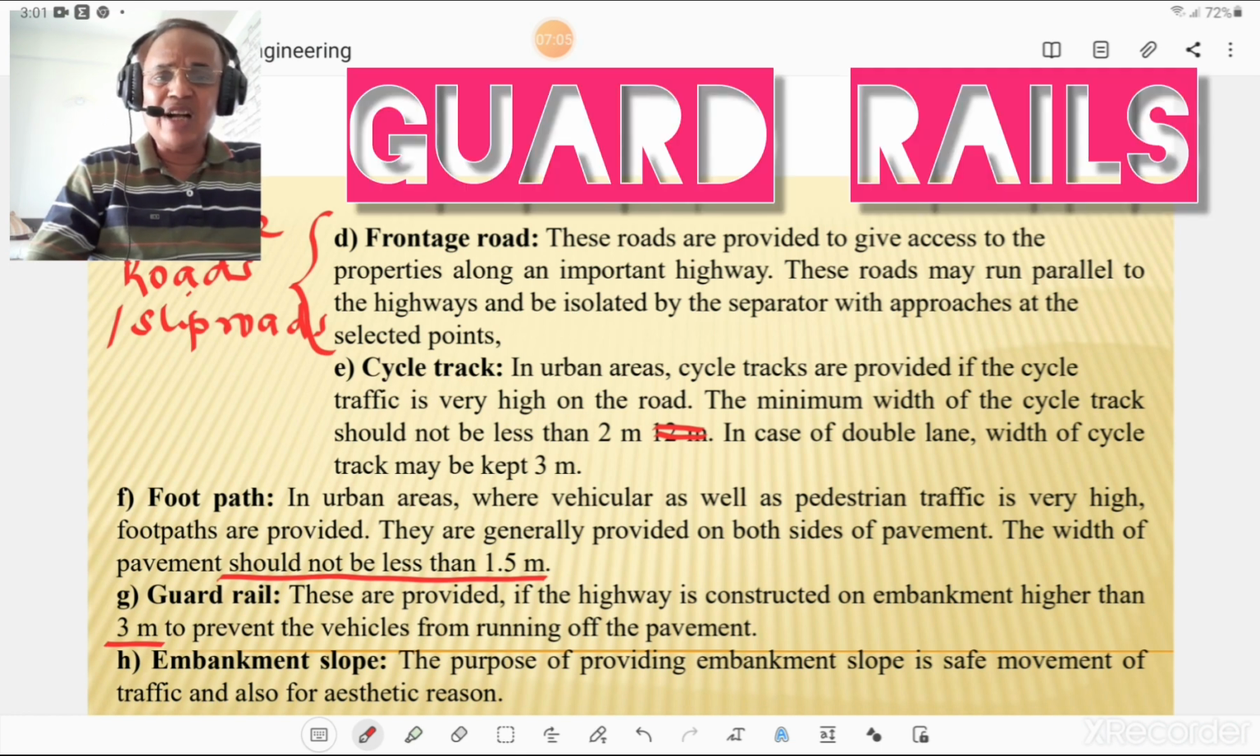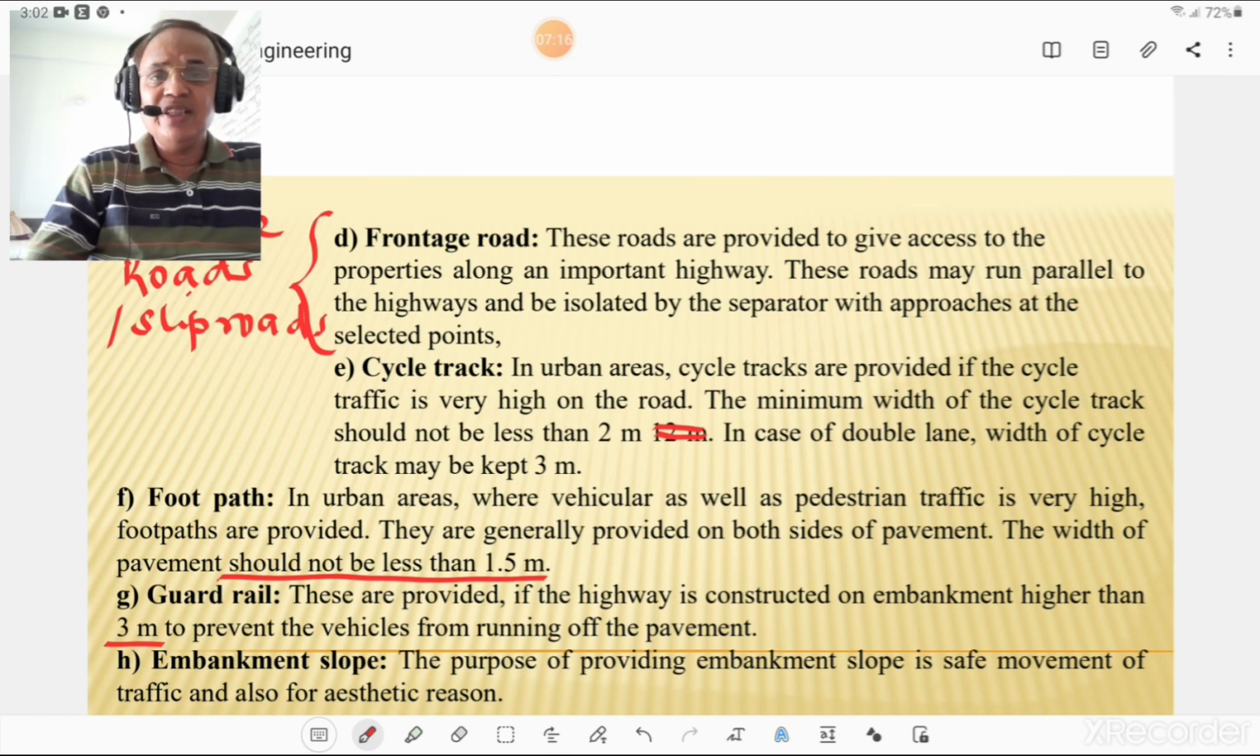meter. Then guardrails. Guardrails may be termed crash barriers, and they are provided where embankment height is more than 3 meters. In such a case, to keep vehicles from running off the pavement, these guardrails are provided. Sometimes they are called crash barriers, and there is another technology, anti-crash barriers, but the crash barrier technology is nowadays used so that the guardrails are crashed instead of the vehicle.